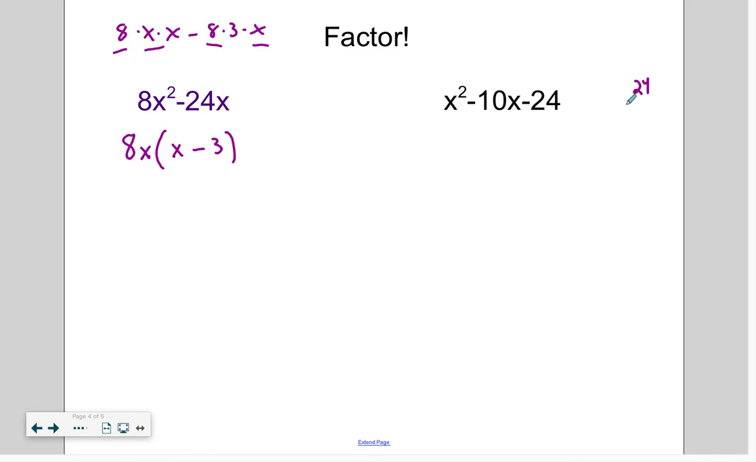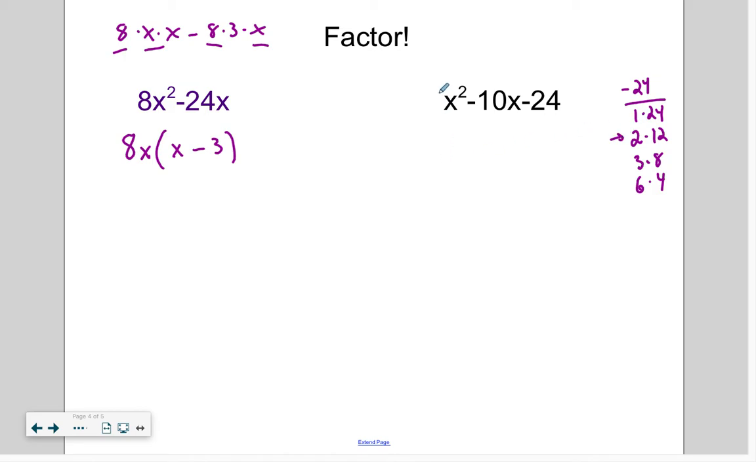Okay, the factors of 24 are 1 and 24, 2 and 12, 3 and 8, 6 and 4. Hope I didn't miss anything. Okay, and notice this, there's multiple different ones that have a difference of 10. Since this is actually negative 24, factors of negative 24 that add to 10, they have to subtract to 10, not add to 10. So you really want 12 and 2.